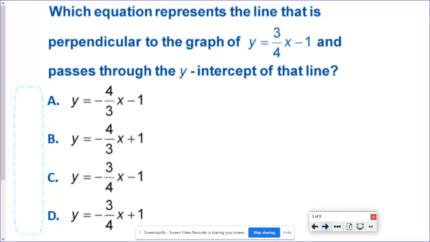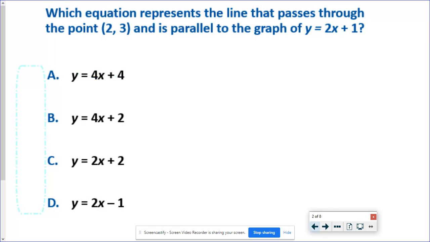that is perpendicular to the graph of y equals 3/4 x minus 1 and passes through the y-intercept of that line. Oh, hold on. I'm reading that one, but it skipped a problem. Let's do this one first. We want to go parallel on this one to this graph.